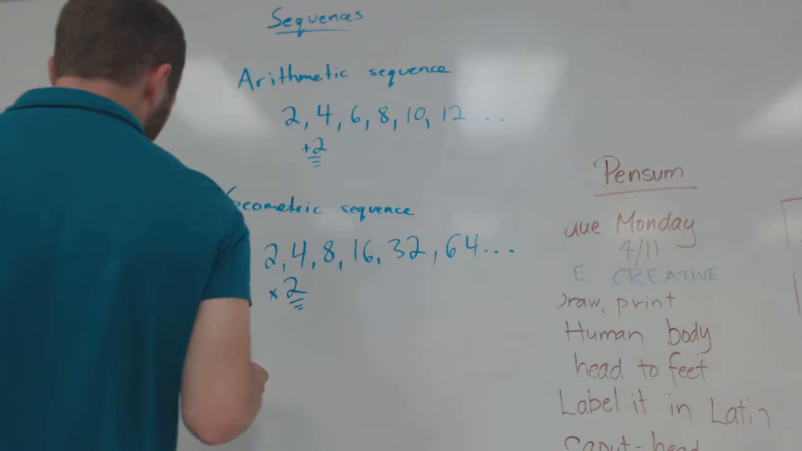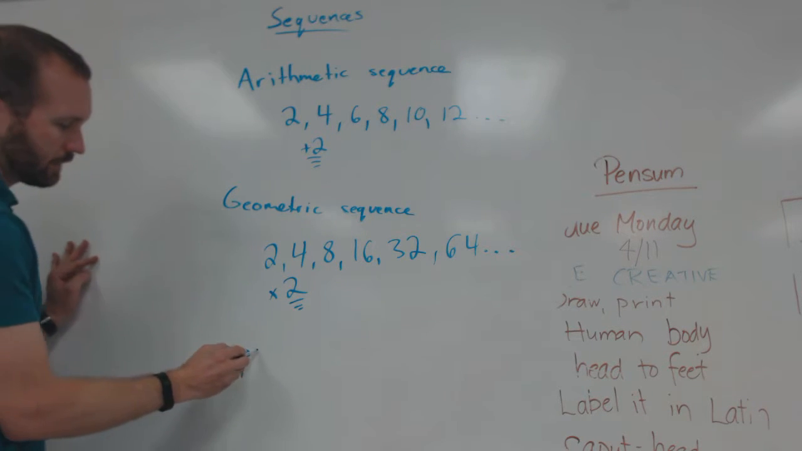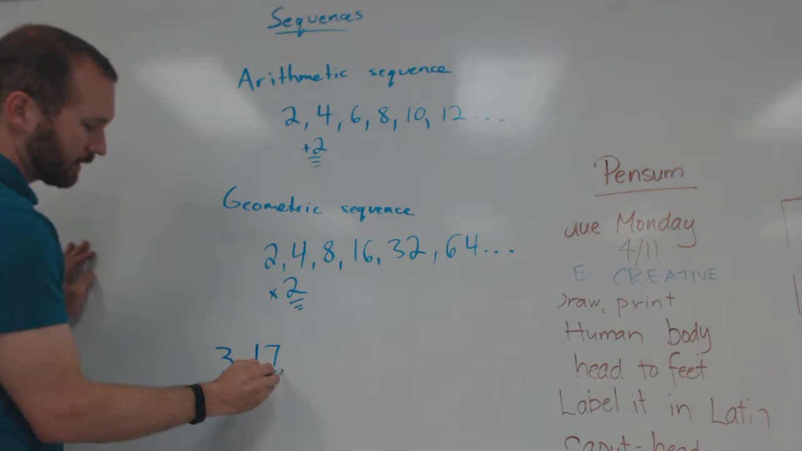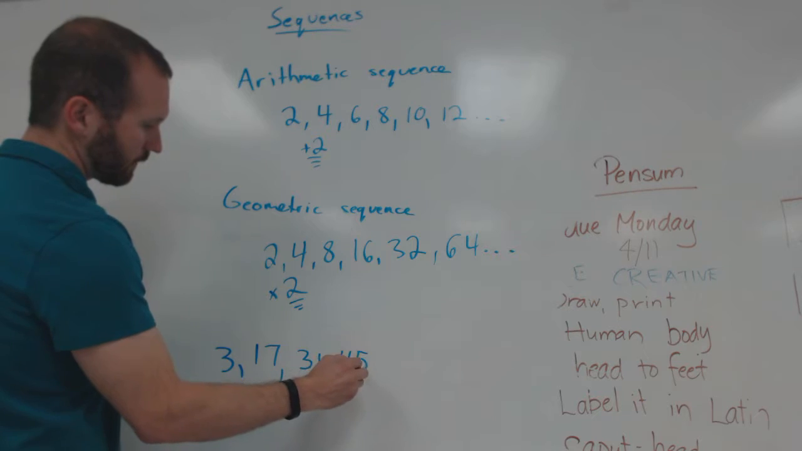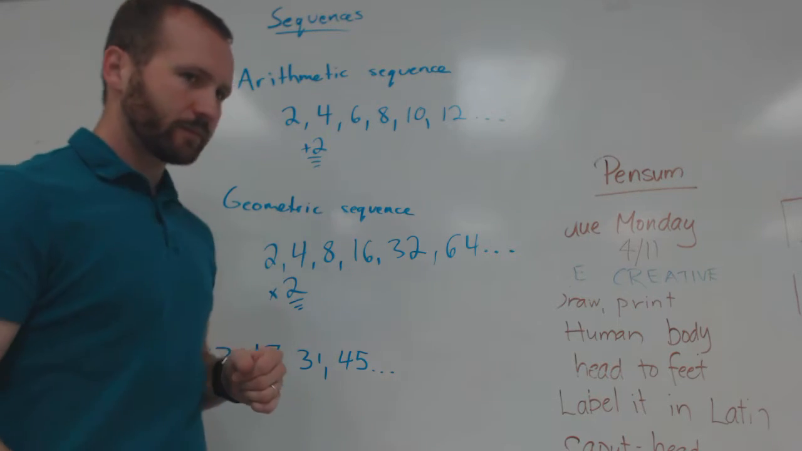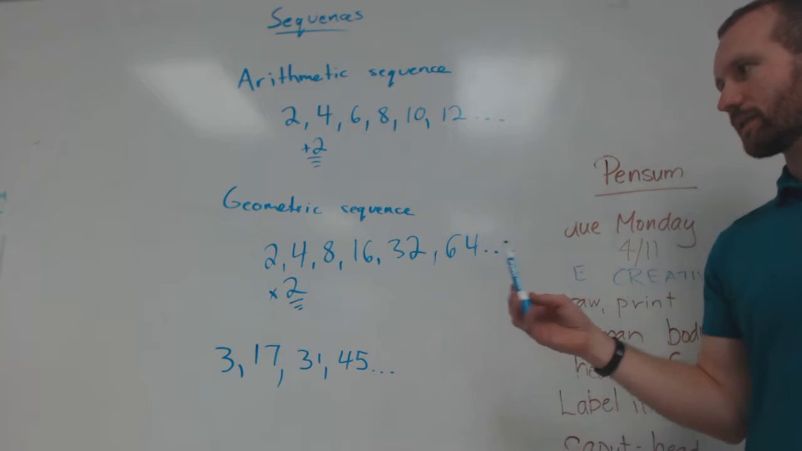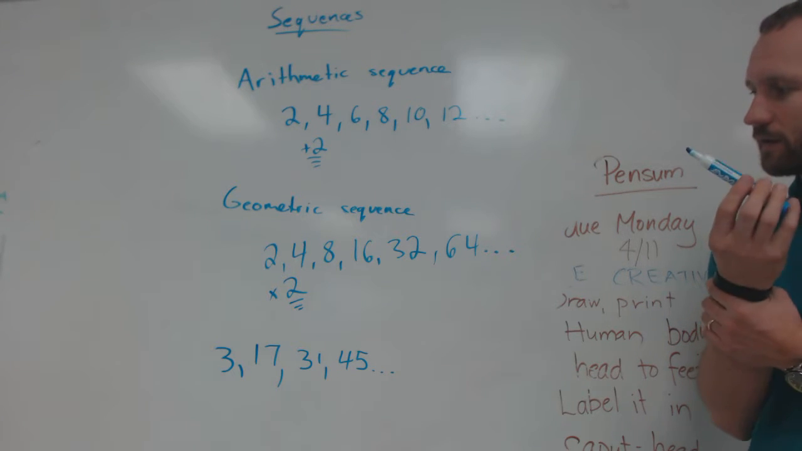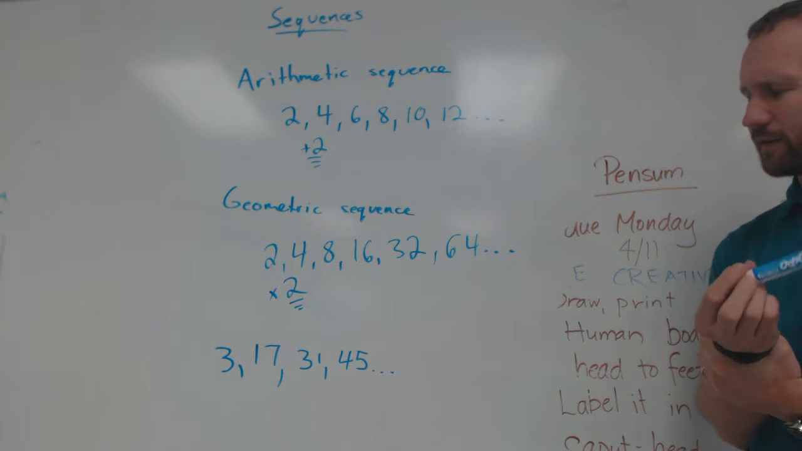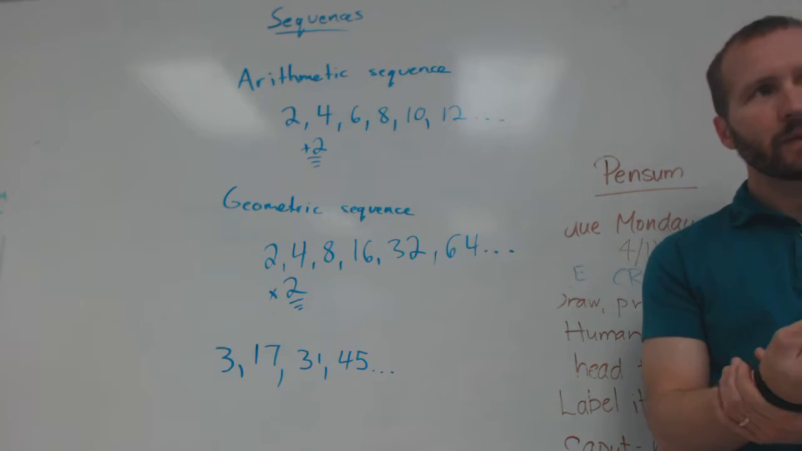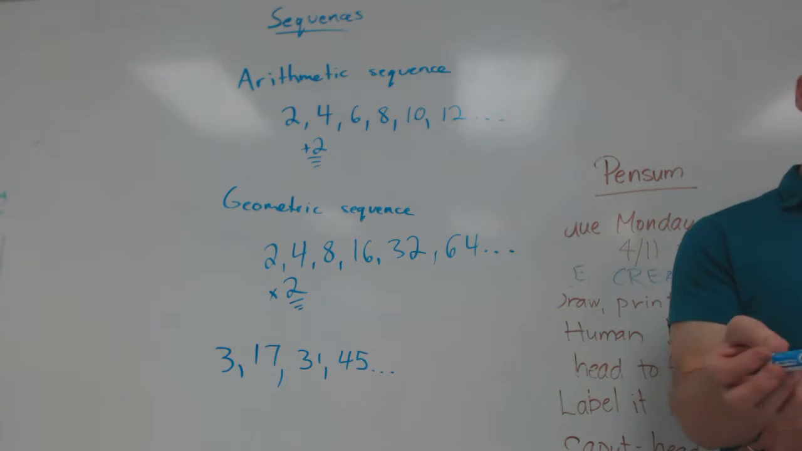So if I gave you a sequence of numbers, like 3, 17, 31, 45. Can you tell me, is that a sequence? Oh, wait, 3 plus 14. Yeah, it is a sequence. Is it arithmetic or geometric?